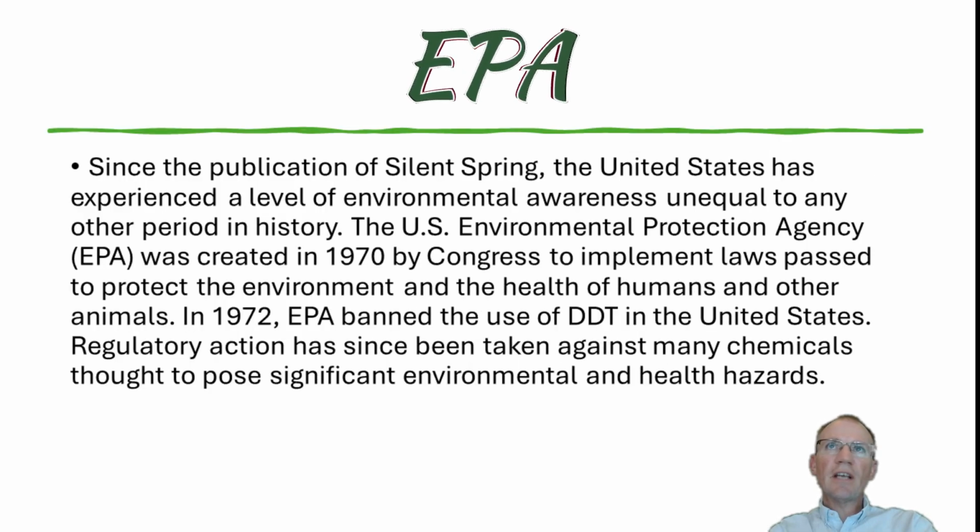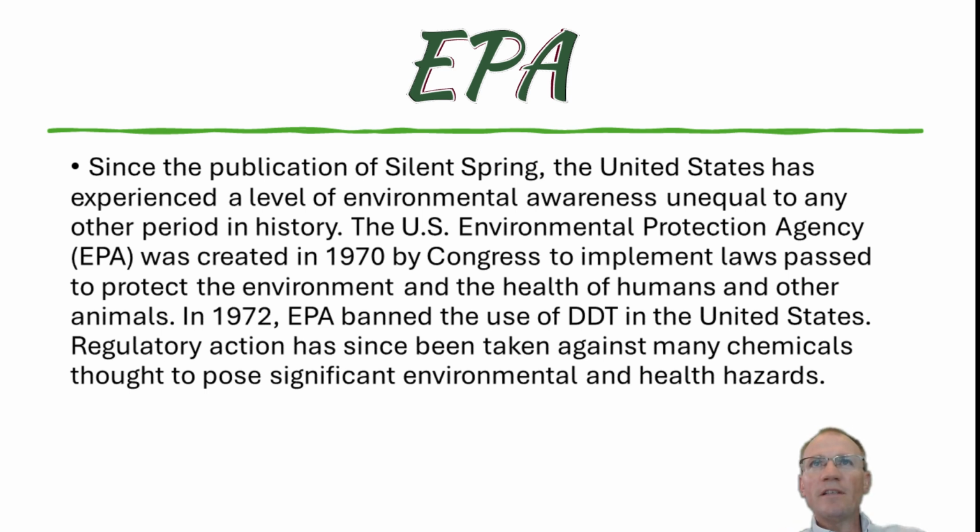Since the publication of Silent Spring, the United States has experienced a level of environmental awareness unequal to any other period in history. The U.S. Environmental Protection Agency, EPA, was created in 1970 by Congress to implement laws passed to protect the environment and the health of humans and other animals. In 1972, EPA banned the use of DDT in the United States. Regulatory action has since been taken against many chemicals thought to pose significant environmental and health hazards.